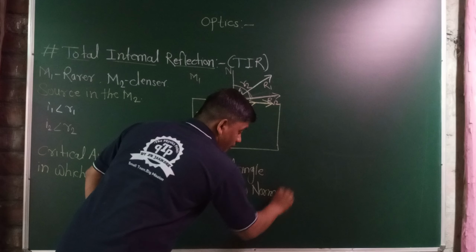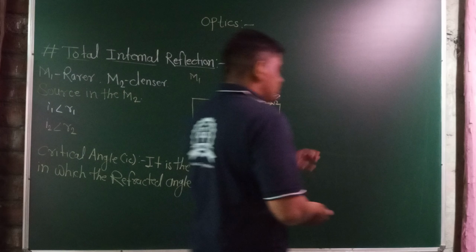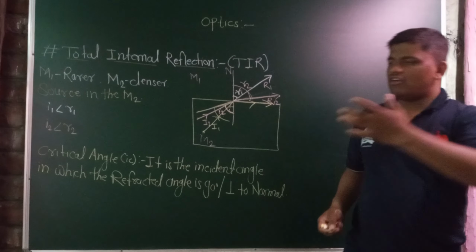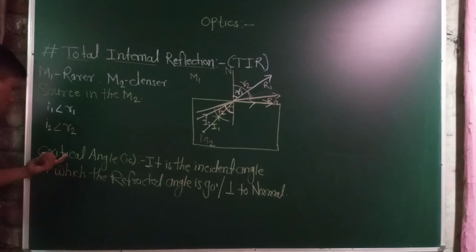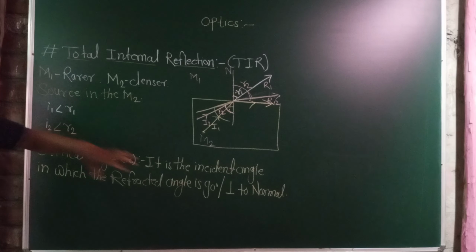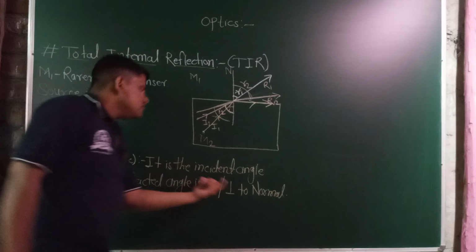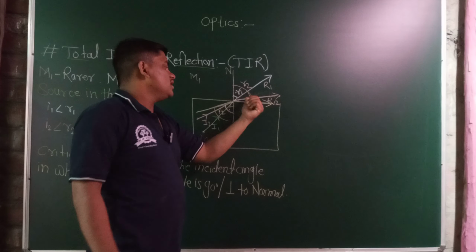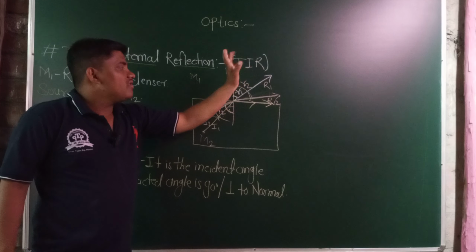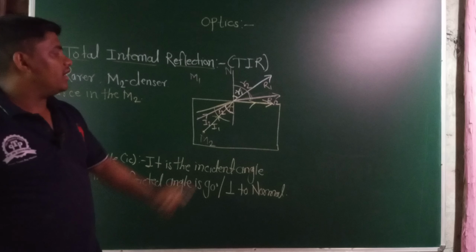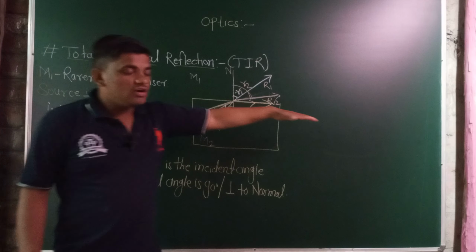This is the most important concept, which will be asked in a lot of exams or MCQs. What is the critical angle? Ic is the incident angle in which the refracted angle is 90 degrees. At that particular time, the refracted angle is 90 degrees. It means the refracted ray is exactly perpendicular to the normal, and the refracted ray is coincident with the boundary of the medium.